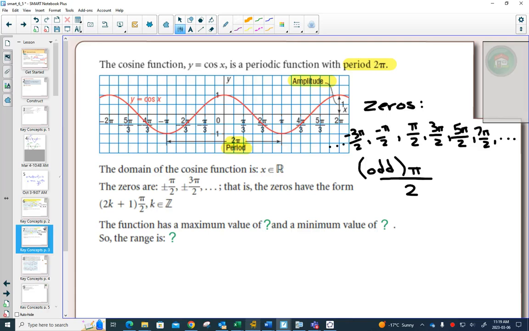Now, unfortunately, what I wrote there isn't a mathematical expression. You can't use words and pi over 2. It makes sense, though, always to have an odd number times pi over 2, because we go from pi over 2, 3 pi over 2, 5 pi over 2, 7 pi over 2, 9 pi over 2, 11 pi over 2, and so on. Now, mathematically, how do we write every single odd number?